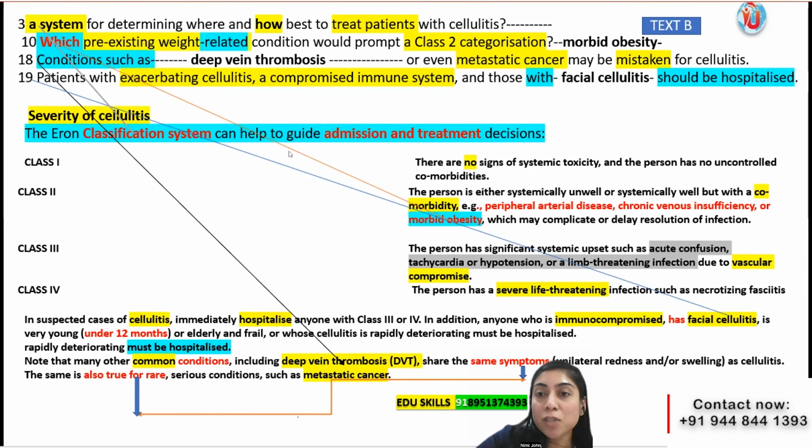So here the question says immunocompromised, a compromised immune system, and has facial cellulitis. So read the keyword thoroughly, then check the answer. Maybe you go for the one here, rapid deteriorating, must be hospitalized. Yes, this is the common confusion, it comes from here. But our question's keyword is this condition, so that is the answer to the question. Okay.